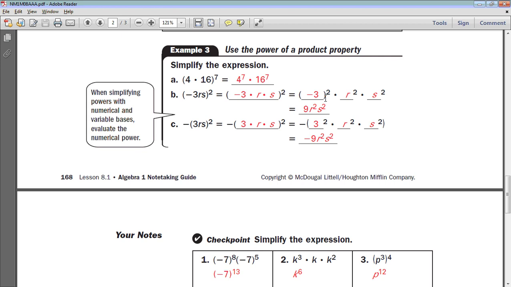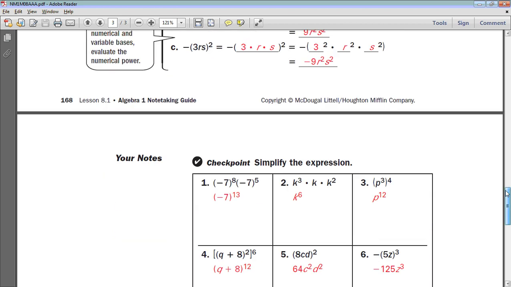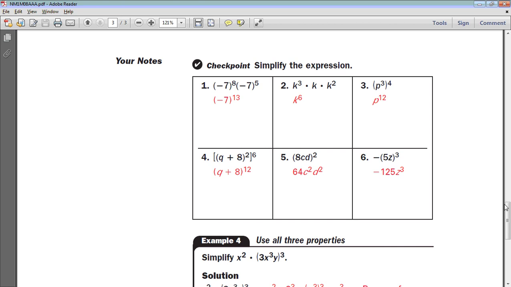I really like that. You need to see the difference here. The negative is on the outside of the parentheses for this one. It's on the inside of the parentheses for this one. Keep going. Okay, check. See if you know what you're doing.